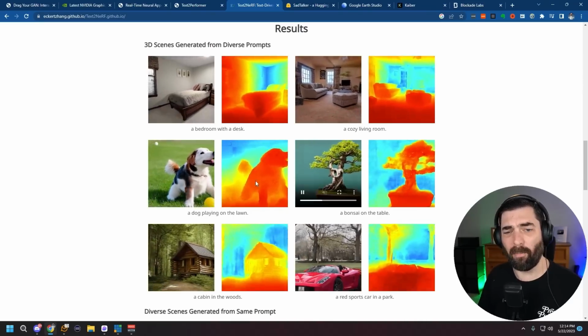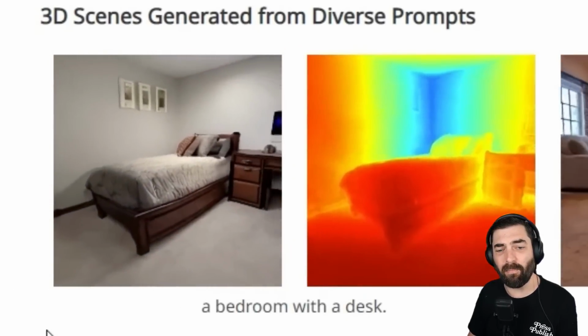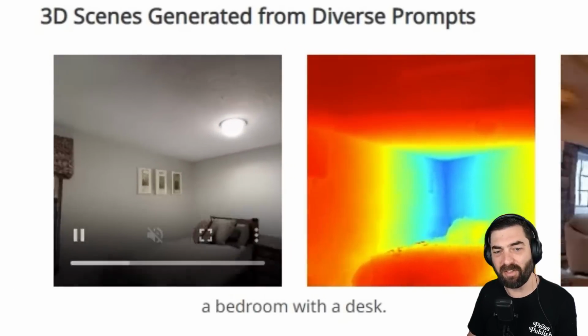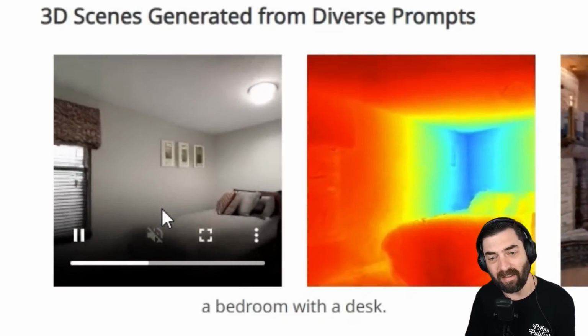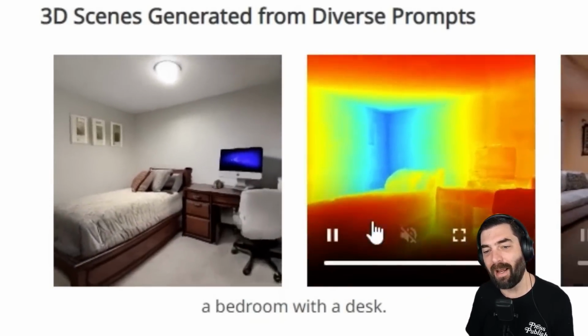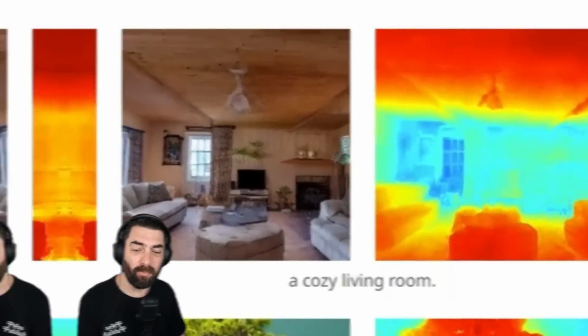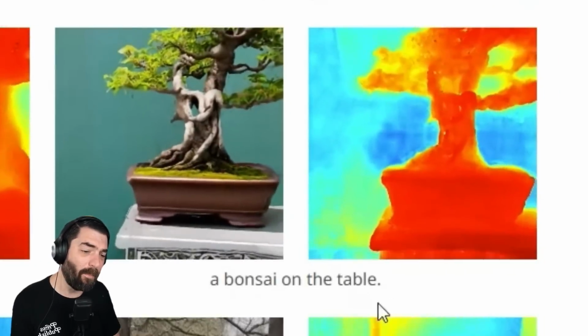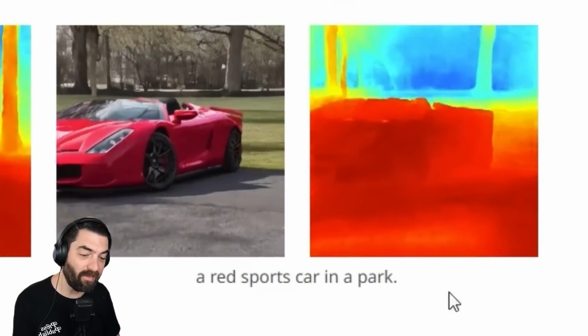Here's some of the prompt examples: a bedroom with a desk. And it generated this 3D model of a bedroom with a desk just from that text prompt. And you can see based on the movement that it is 3D, and it created a sort of depth map with that text to image prompt. A cozy living room, a dog playing on the lawn, a bonsai on the table, a cabin in the woods, a red sports car in the park. Just from a single text prompt, it creates this neural radiance field, which is sort of a 3D image with depth to it.